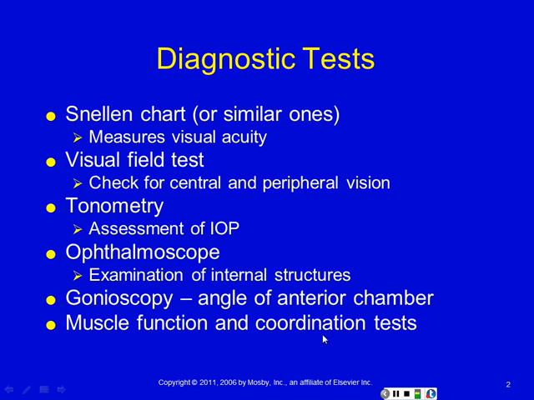And then muscle function and coordination. This is just where somebody holds a light or a stick and asks you to hold your head still and you follow the stick with your eyes. And they're looking for the function of your extraocular muscles. Do they go up, down, side to side? And are the eyes coordinated? In other words, are they looking at the same thing, or do you have a diplopia where one eye is looking differently?